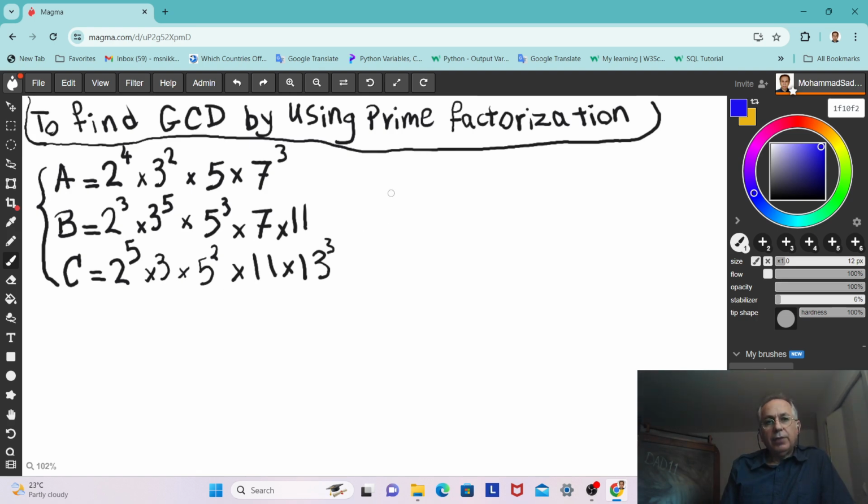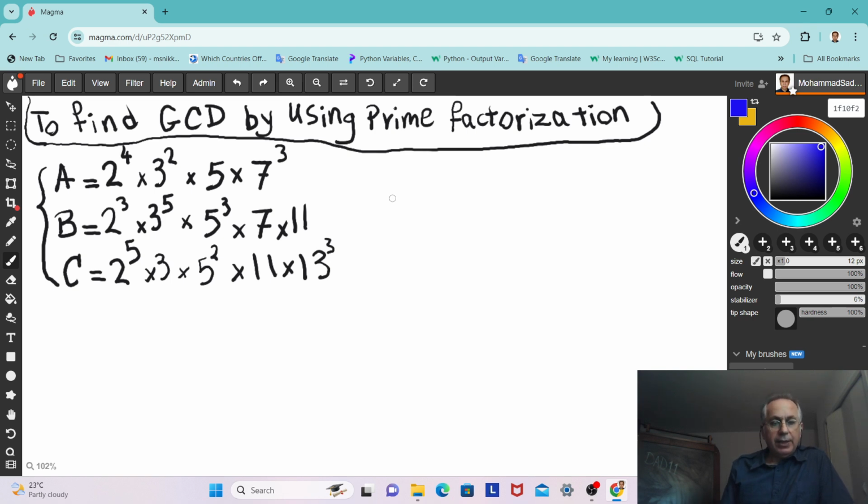The greatest common divisor for two or three or more numbers equals the multiplication of common prime factors with the least exponent. Remember this. The multiplication of common prime factors to their least exponent.